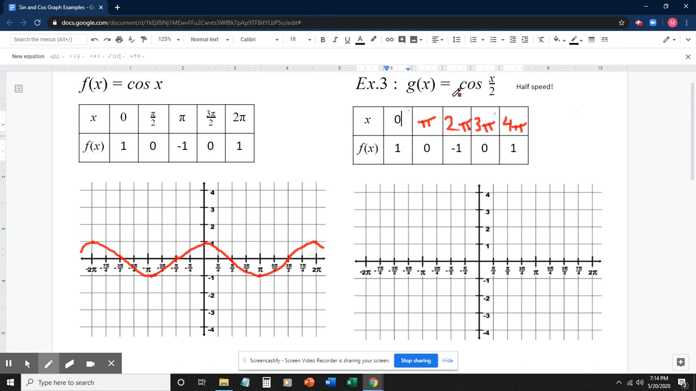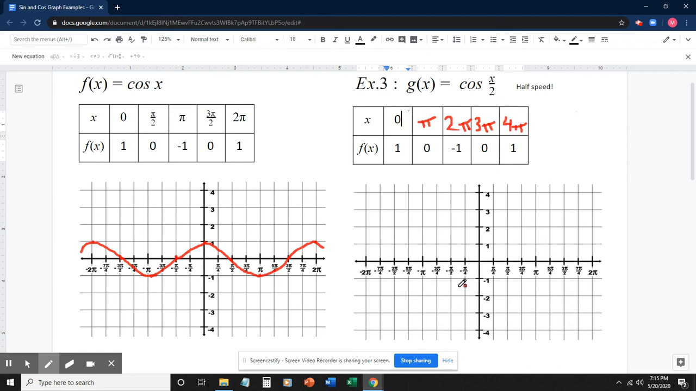Okay, so you can count out your x's like that if you need to, that's just a different way to approach it. Otherwise, you notice before we counted in halves. If we're going to go half speed, if it's going to take twice as long, instead of counting by halves, we'll count by whole numbers, which is what we did. We counted by whole pi's.